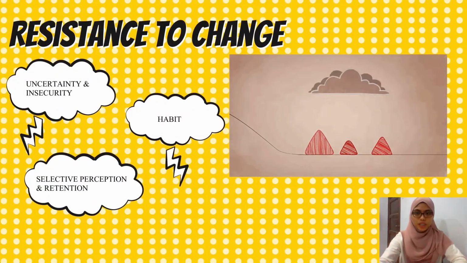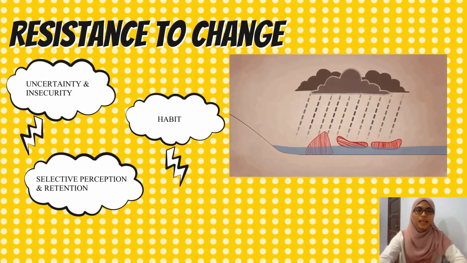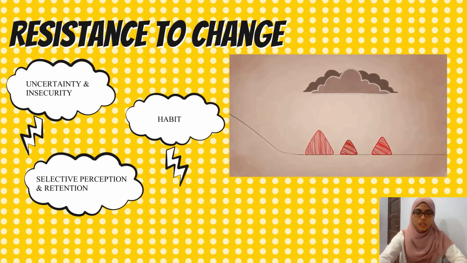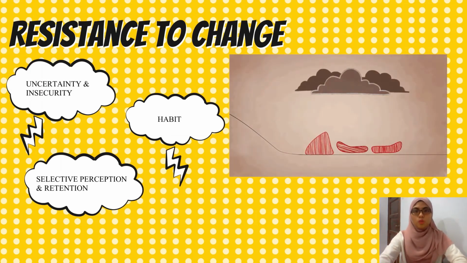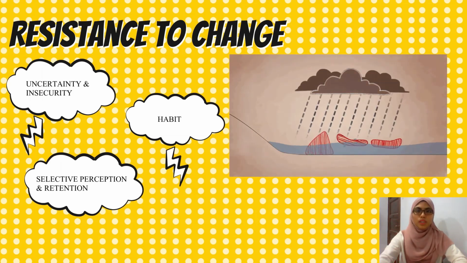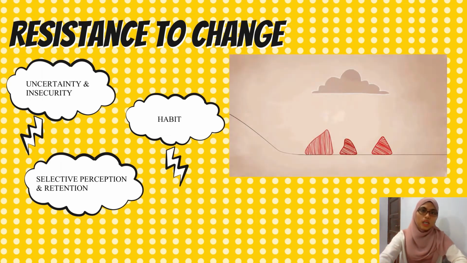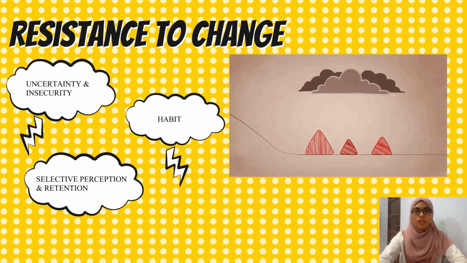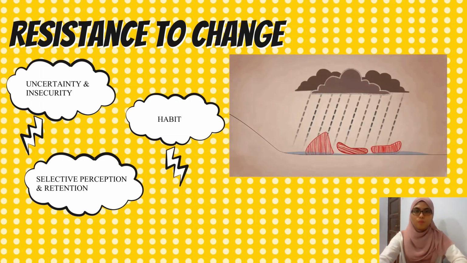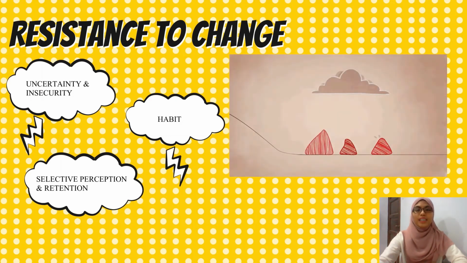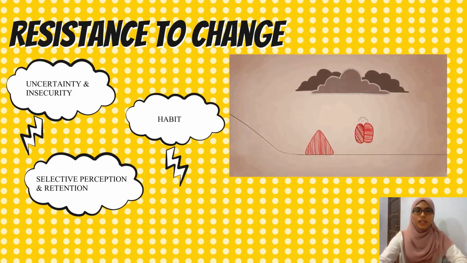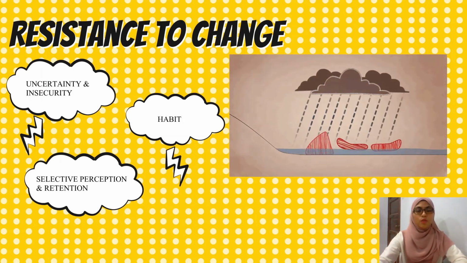Next is resistance to change. There are many factors of resistance to change, for example, uncertainty and insecurity, habit, selective perception, and retention. To relate the theory with our video, Bossy refused to change because he is not sure what will happen in the future and whether it will be a good or bad result. He might be afraid that he will still fail to overcome the obstacle if he changes his shape. He thinks that the current situation and shape, which is a triangle, is comfortable and is not willing to change.